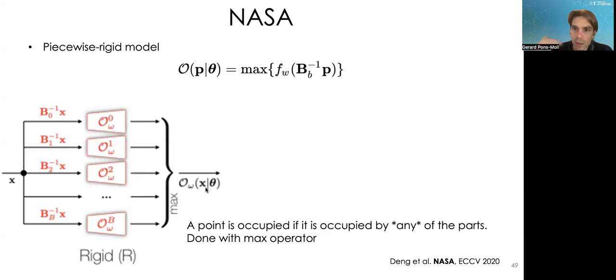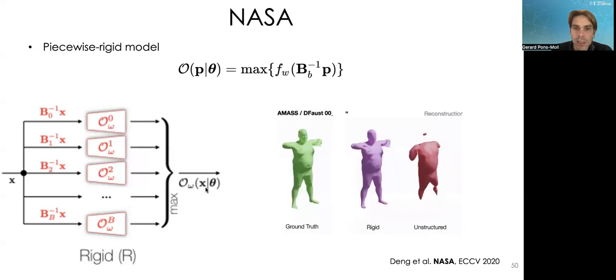Again, this is a recurrent theme that you will see, that predicting things in canonical space makes things easier because it's more repeatable. It's always in the same places. The points always land in similar places, and you don't need to learn for every possible pose what the occupancy is. So this improves the results significantly, and you can see here, this is the rigid part model, which can already reconstruct the poses much better.